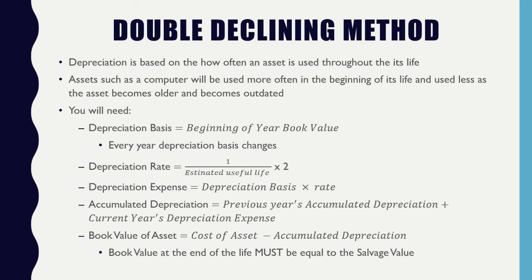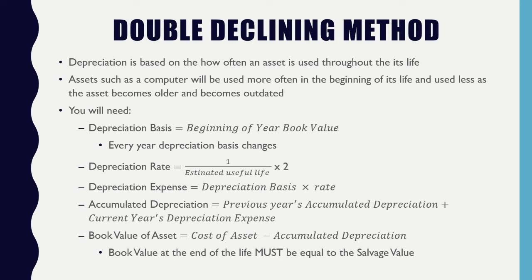So the things that you will need will be the depreciation basis. In this case, the formulas are almost identical except they're slightly tweaked. But our depreciation basis is completely different. So we're going to think about our beginning of the year book value, or BV for short. Beginning of the year's book value.